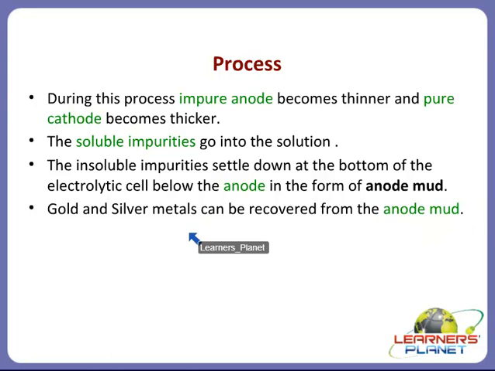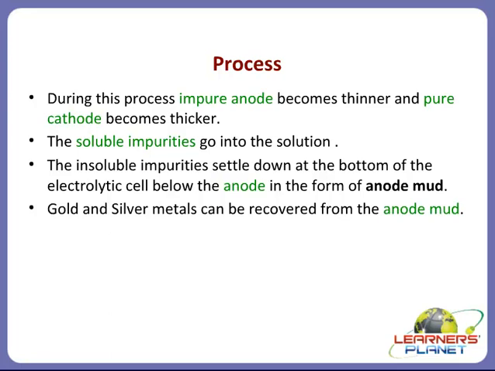Now this anode mud contains metals like gold and silver. Now these gold and silver metals can be recovered from the anode mud. So this was one of the very important processes for refining of metals. So this many methods or processes are there in your syllabus. And we will be discussing this metallurgy in detail in your 12th class. So you need to do this much only for metallurgy, right? There are a few more refining processes which you don't need to do, you don't go into that.